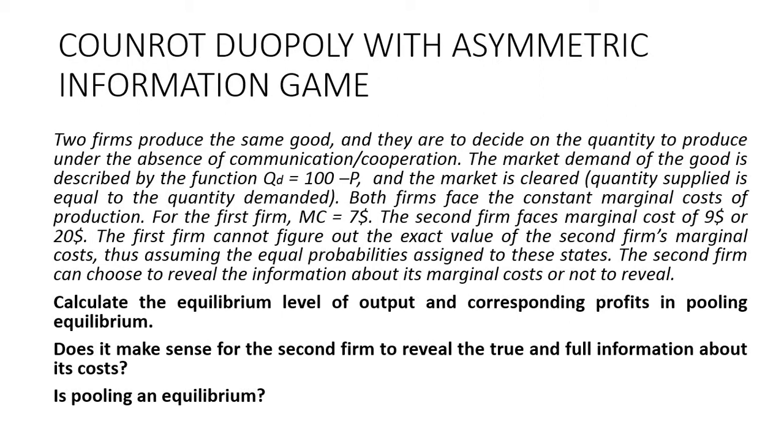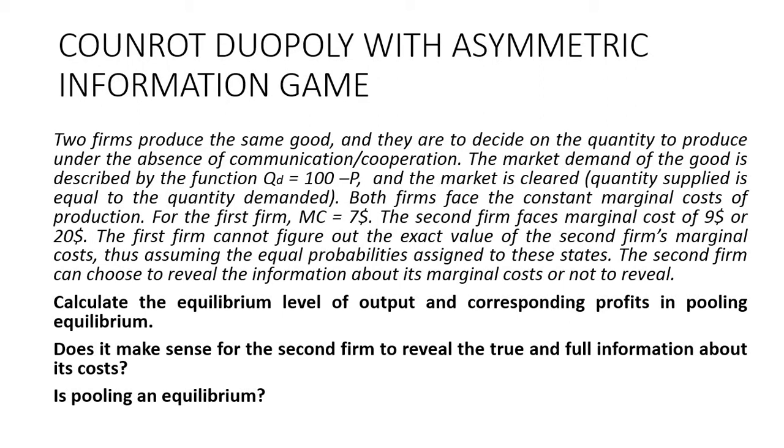The second firm faces a marginal cost of either $9 or $20. And of course, the second firm is perfectly aware of its marginal cost. However, the first firm cannot figure out the exact value of the second firm's marginal cost. So the first firm assumes that both marginal costs occur with equal probabilities, let's say 50-50. The second firm can choose to reveal information about its marginal cost or not to reveal.